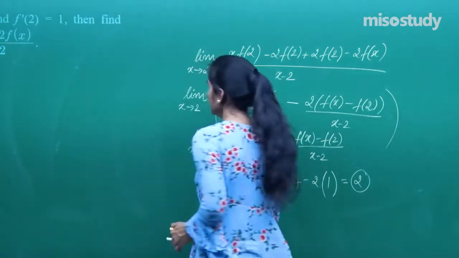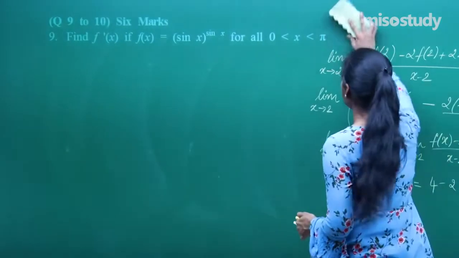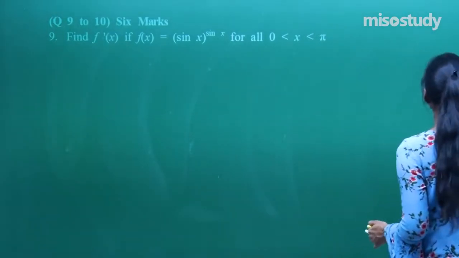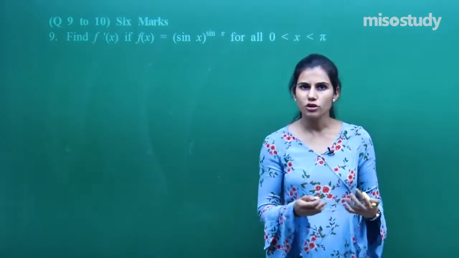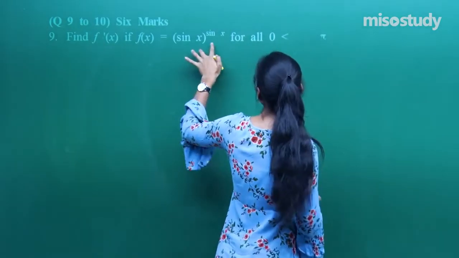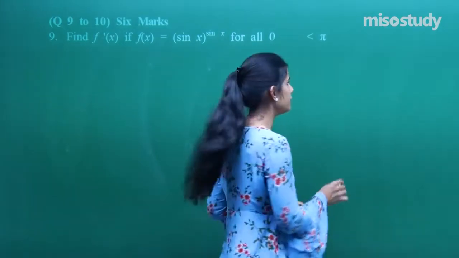Clear? Next question says that find f dash x if this is your f(x) for all x between 0 and pi. What is the relevance of x being between 0 and pi will be clear to you in a short while, but one thing is sure, that this function requires the concept of logarithmic differentiation to be differentiated.